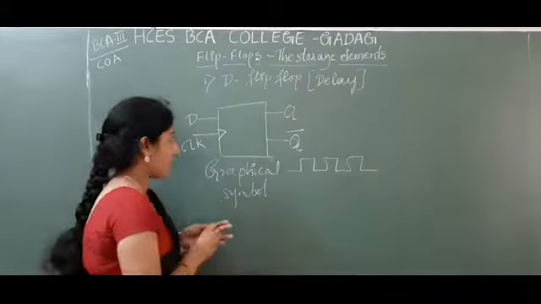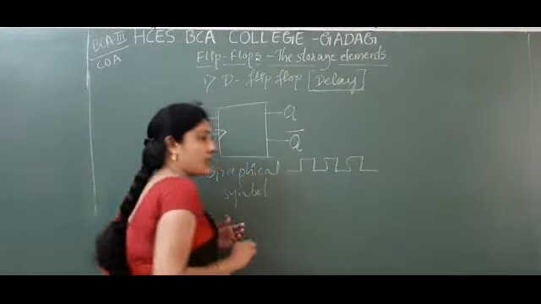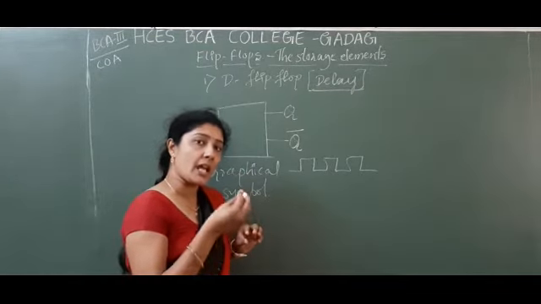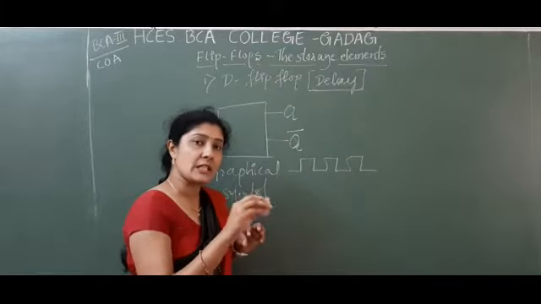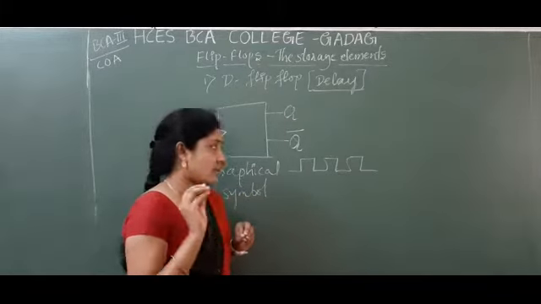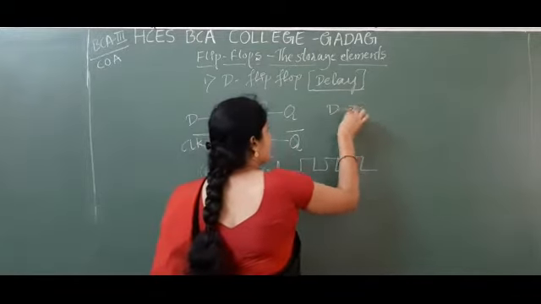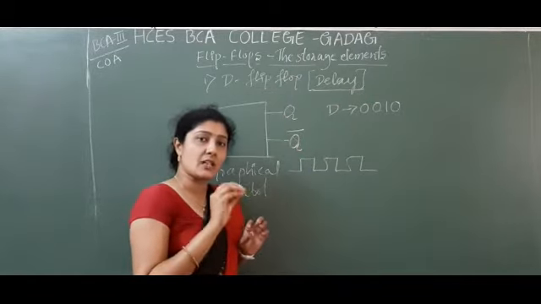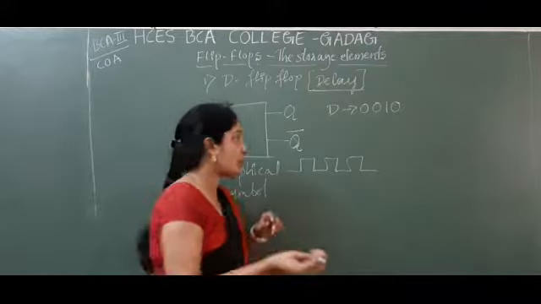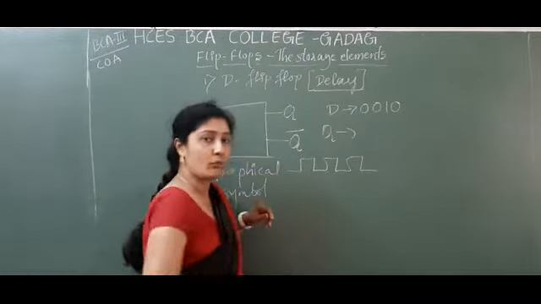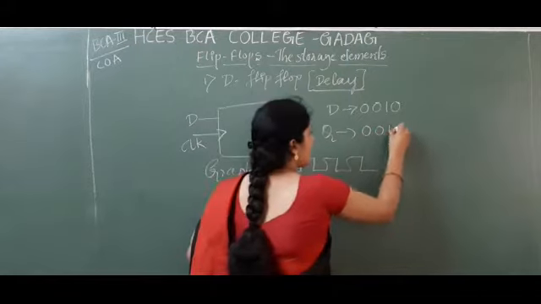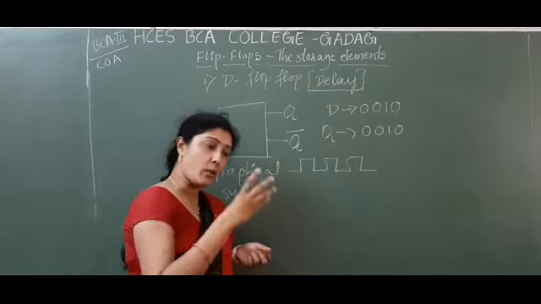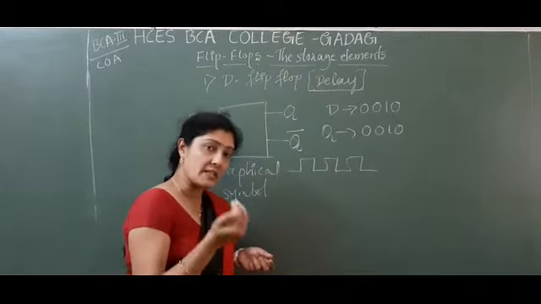For example, D input is 0 0 1 0. What will be the output, that is Q? Q will be 0 0 1 0. So here the output is the same as the input. Only thing is it is delayed. Then how is it delayed? That I tell you.